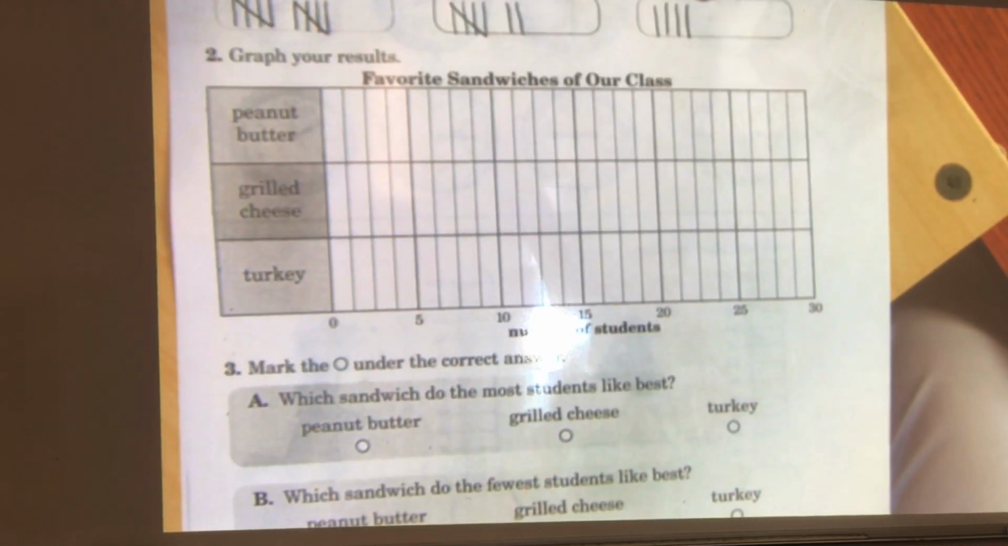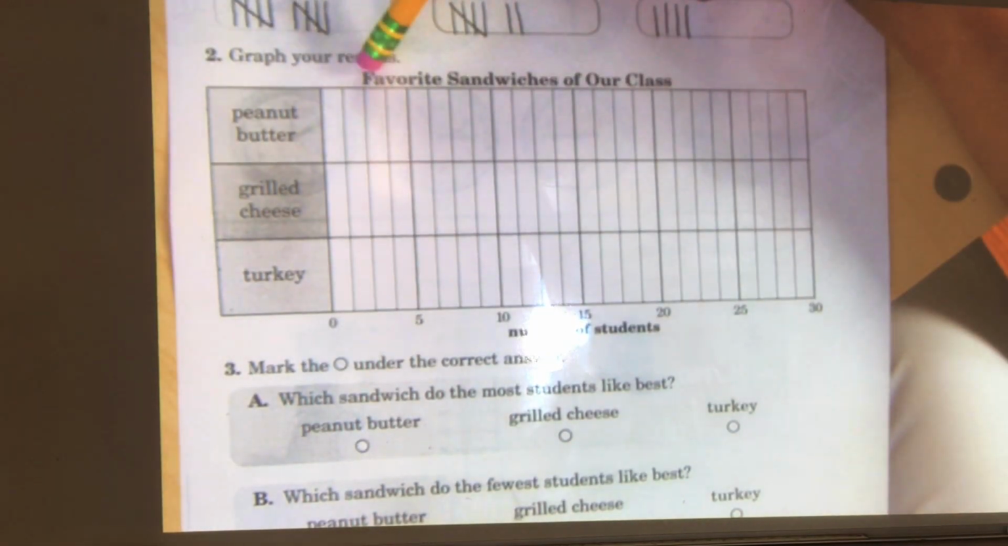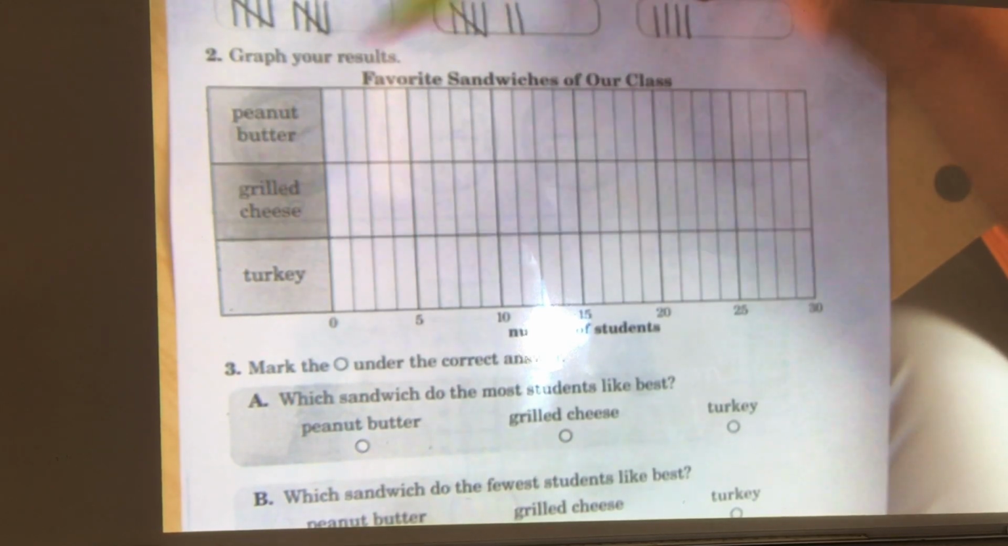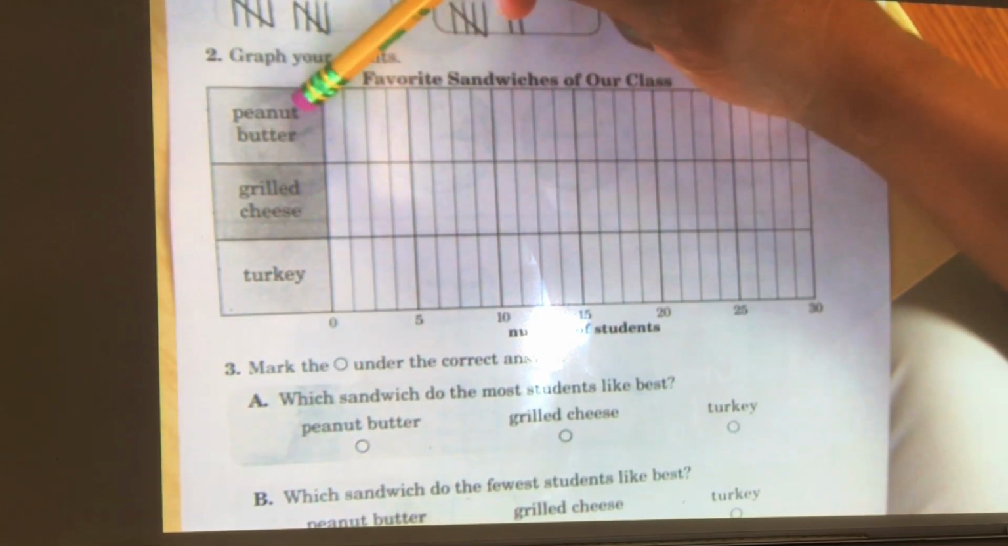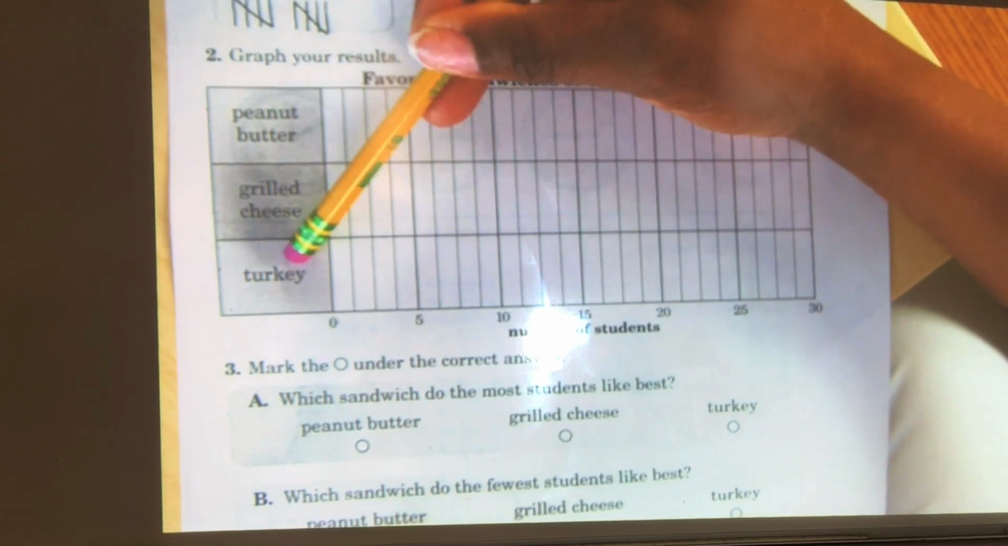Section 2 says complete your results. So here, the peanut butter. Remember, I had 10 students that loved peanut butter. If you take a look at here, the title of my graph is called Favorite Sandwiches of Our Class. Here are the different types of sandwiches: the peanut butter, grilled cheese, and turkey.